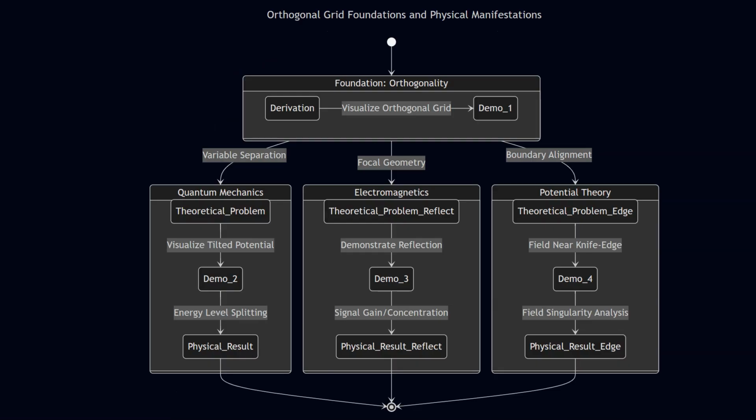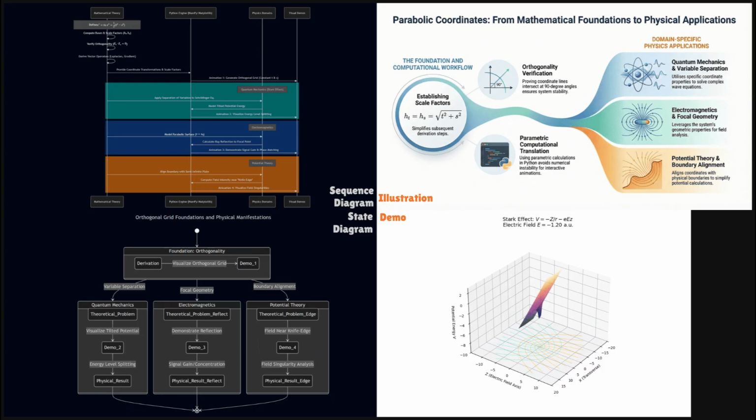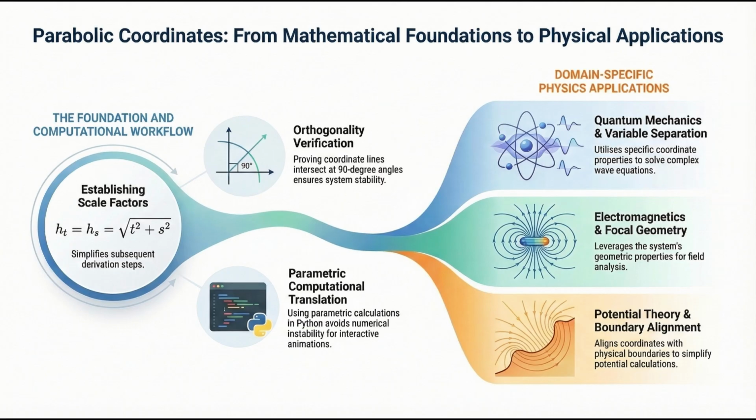computational engine. The secret sauce. It identifies the derivation's proof of orthogonality, that the coordinate lines always meet at 90-degree angles, as the critical point that simplifies every subsequent step.